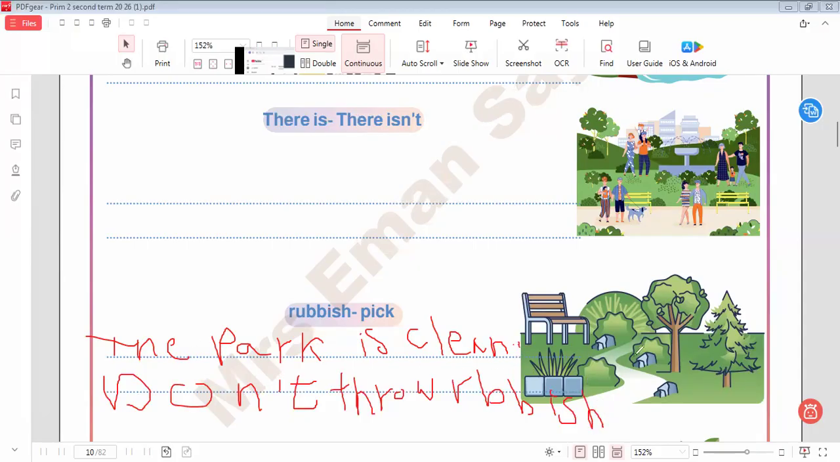So the park is clean. Don't throw the rubbish in. Okay.